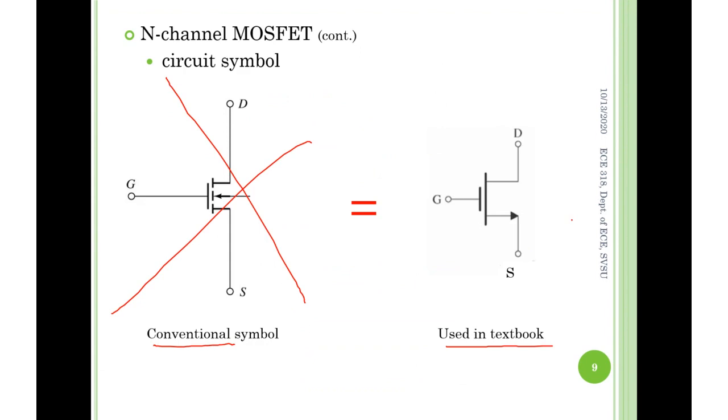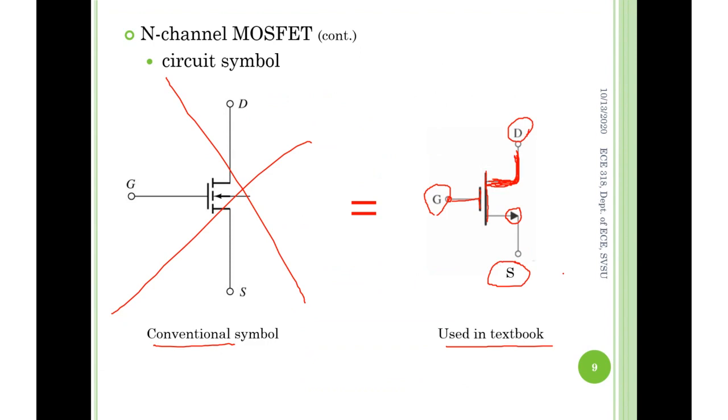What you're seeing is actually a short bar and a long bar. First of all, the short bar is nothing but the gate, very easy to identify, right in the middle as well. It's the gate terminal. And then we have the other two terminals off this long bar. One of the terminals has an arrow on it. A terminal with an arrow on it is the source. For the other terminal, what do you see? No arrow. Then this terminal is the drain.